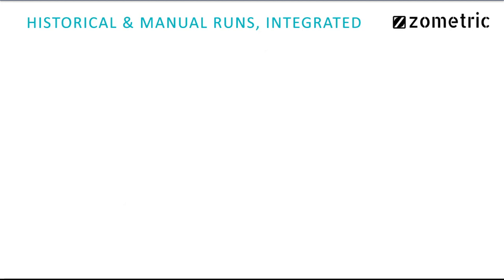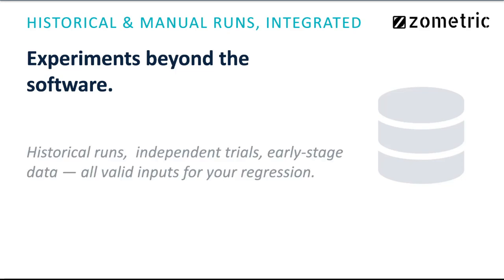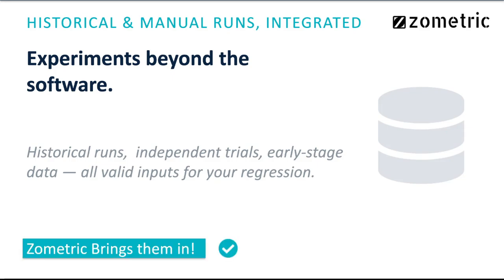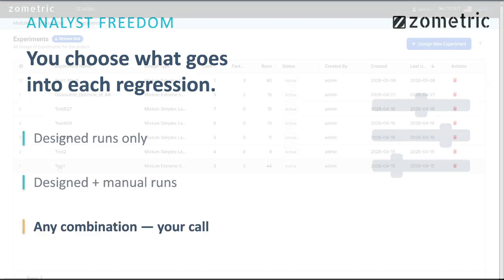And unlike traditional tools that only work with designed runs, Zometric recognizes that valuable experiments often happen before a formal DOE is ever initiated. Historical runs, trials conducted independently, early-stage data, all of this can be brought into Zometric and combined with designed runs to build stronger, more accurate regression models. You decide which runs to include in each analysis. That flexibility is something no traditional standalone DOE tool offers.